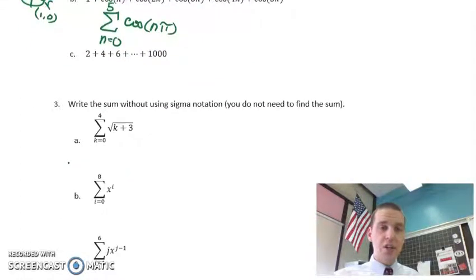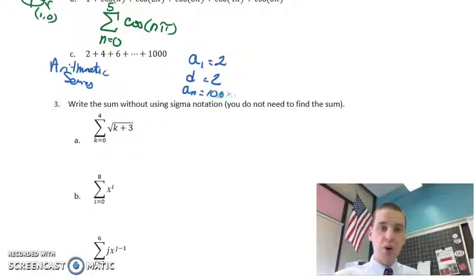Now with this, there's a reason why we did the first 3 lessons before going here. You'll notice that this is an arithmetic series. We have our first term at 2. Our difference is 2. We need to know what our last term is. We know the value is 1,000. So over to the side, we have to find that out.